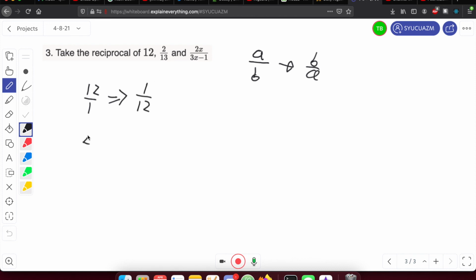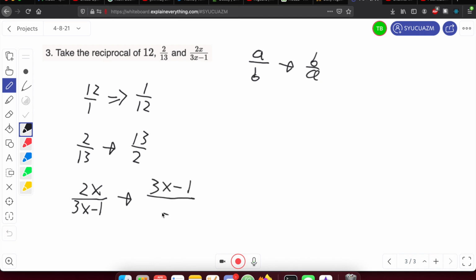Likewise for 2 over 13, we can take the reciprocal of this, and this just gives us 13 over 2. And then even for abstract concepts like x, for 2x divided by 3x minus 1, the reciprocal of this is just 3x minus 1 divided by 2x. So this is how you would go about solving a problem like this.